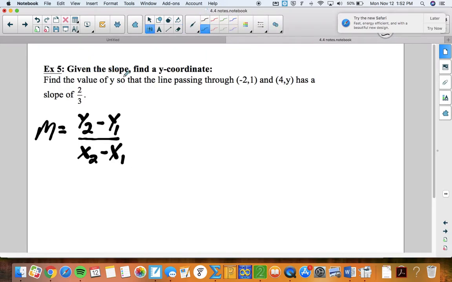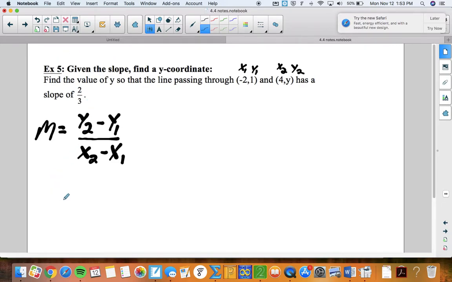So given the slope, find a y coordinate. We could do this for the x's as well, but here, find the y value so that the line passing through this coordinate pair and this coordinate pair has a slope of 2/3.